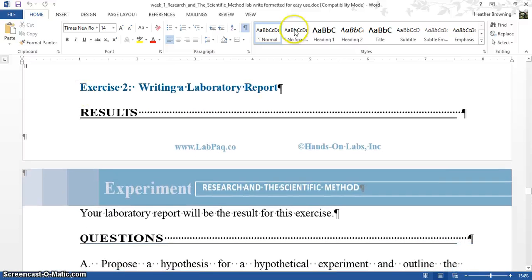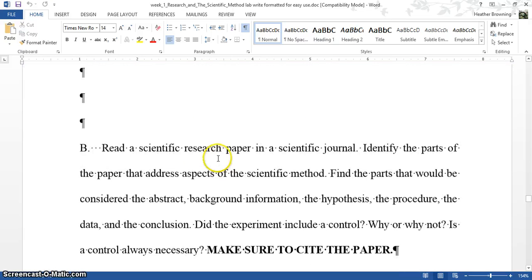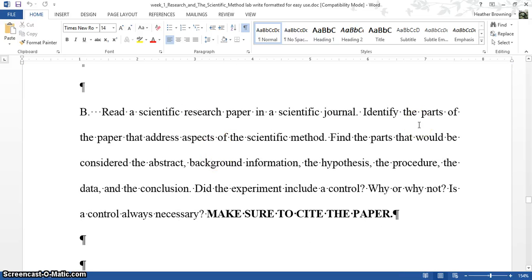Okay, then we have writing the lab report. So propose a hypothesis, outline the experiment to test it, and use the scientific method to organize the outline. Read a paper in a journal. Identify the parts of the paper that address the aspects of the scientific method. Find the parts that would be considered an abstract, background information, hypothesis, procedure, the data, and conclusion.